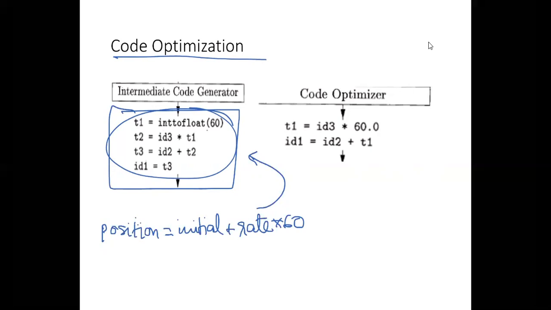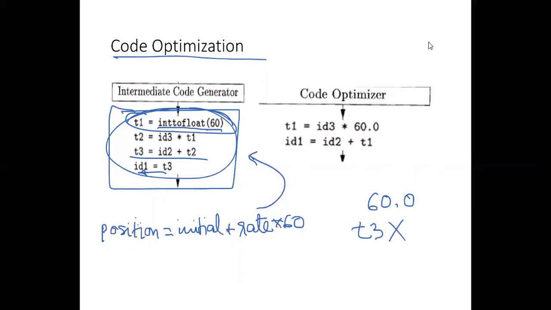If you look at this intermediate code, you have an operation here, int to float 60. That means you're converting from integer to floating point 60. So instead of having this operation, you can directly write it as 60.0. So this can be removed. Then next you can see this T3 variable is not used anywhere. It is just used for temporarily holding this value and then assigning it to ID1. So T3, we can just remove it.